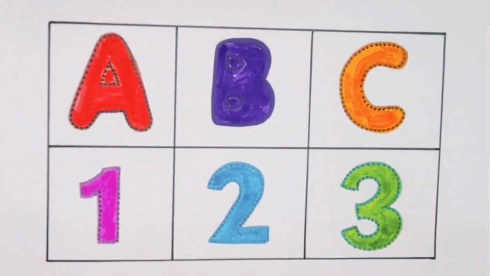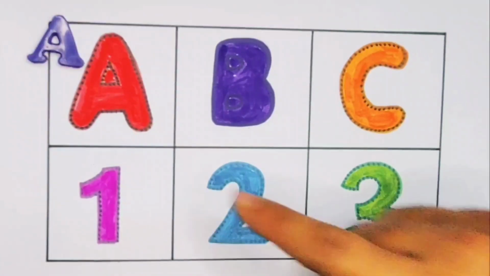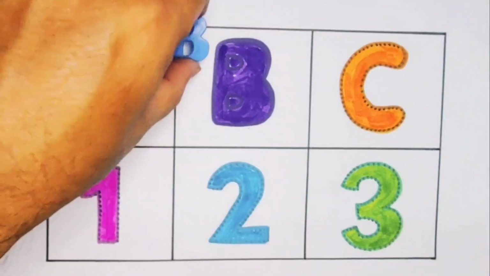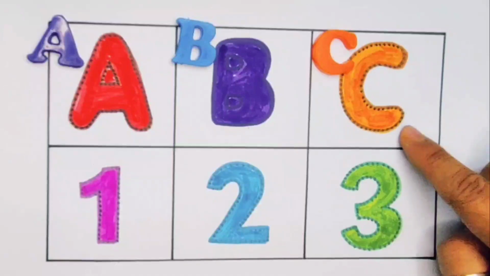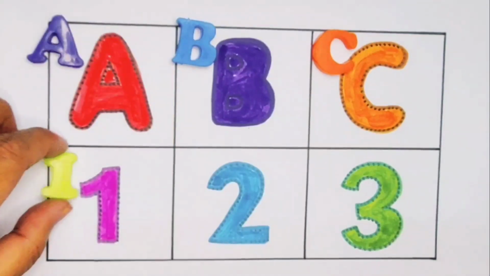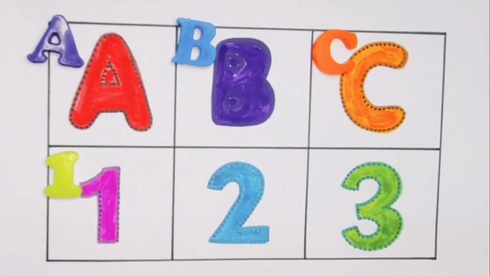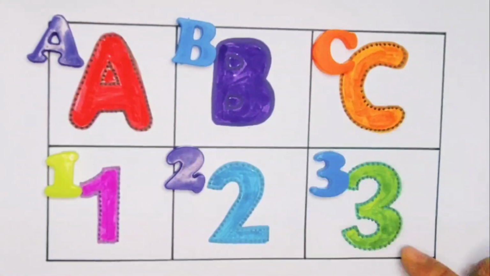What did we learn? We learned A for apple, B for ball, C for cat. Number 1, number 2 and number 3.